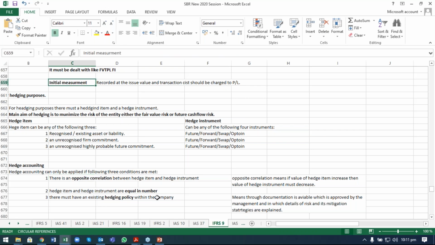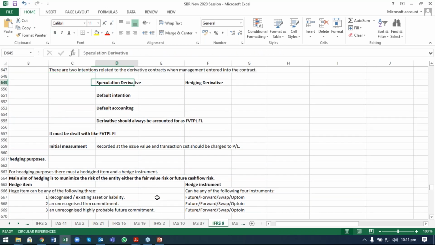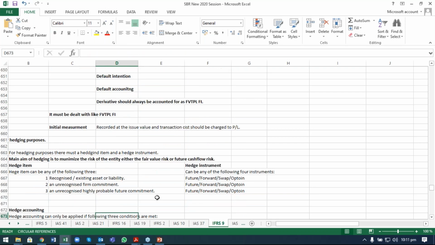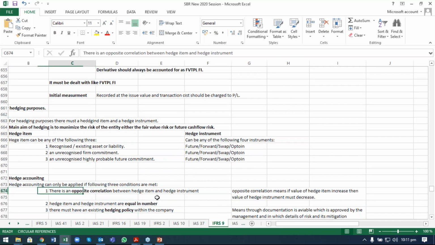You have to apply the speculation accounting, that is, you have to carry this derivative instrument at fair value through profit and loss. Simply, any gain or loss on that derivative instrument should be charged to the profit and loss account, and on the disposal any gain or loss on the derivative instrument should be charged directly to the profit and loss account. So that's the accounting. Hedge accounting can only be applied if these 3 conditions are met. I hope if you remember these 3 conditions, you can answer 30 to 50% of your requirement. Any confusion as of now?